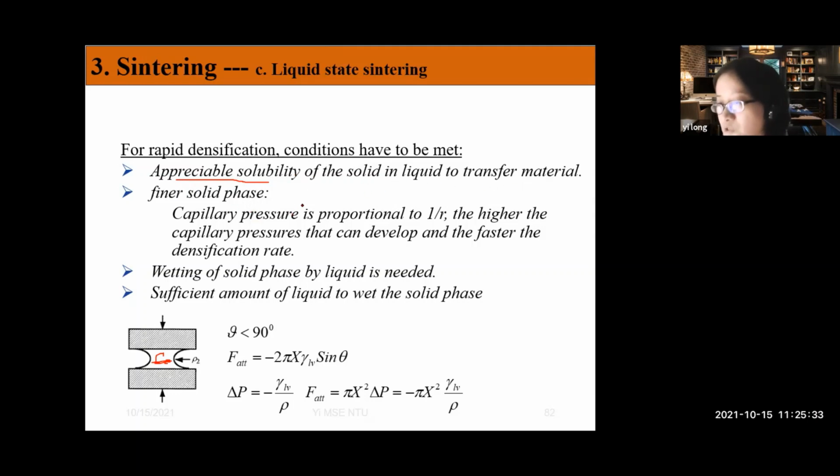And also this one, since we did not explain it, just remember the conclusion: normally, smaller particles give you a larger capillary force, which means particles can come closer faster. And of course, we said you need to have wetting. If it's not wetting, it makes things even worse. Also make sure you have enough liquid to wet the whole solid phase. Otherwise, somewhere you have liquid and somewhere you don't, and the sintering is not uniform. So these are the 4 conditions for rapid densification.